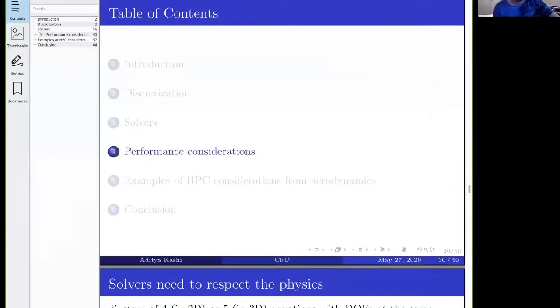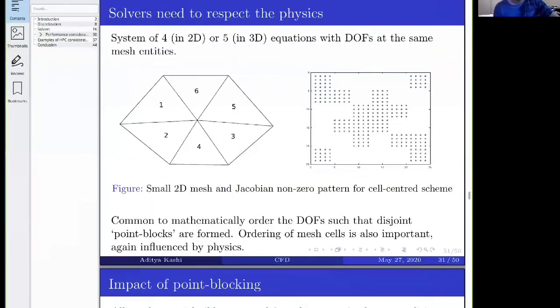I don't think I have time to go through specific details, but I'll quickly go through some of these things. One of the things is that the solver needs to respect the physics. For example, for fluid dynamics in 2D, we have 4 unknowns in every cell. So the Jacobian matrix that's needed for Newton, the dRdW, looks like this. We have these small dense blocks of coupling inside every cell. We'll have the density, the momentum, and the energy, which are coupled at a single point, and then that is coupled to the variables in a different cell. So we have this kind of a nice block structure, and these are called point blocks.